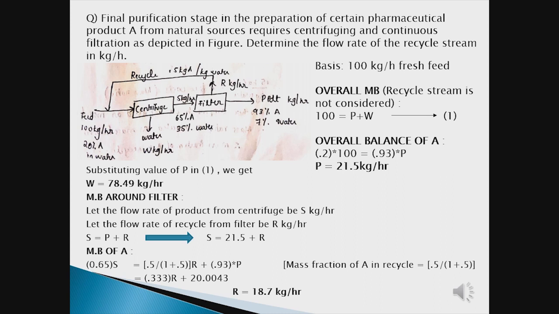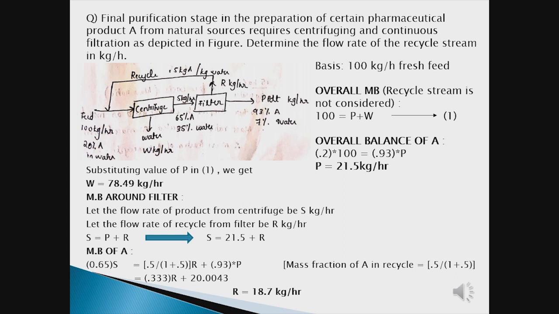So, likewise in all material balance problems, first let's take the basis as 100 kilogram per hour of fresh feed. The overall material balance, when the recycled stream is not considered, is F plus W is equal to 100, as we can see in the figure. Substituting, we know that the overall balance of A is 0.2 into 100 is equal to 0.93 into P, that is P is equal to 21.5 kilogram per hour.